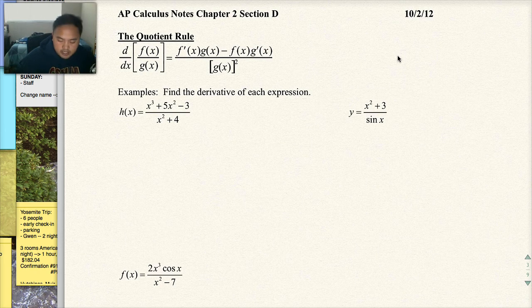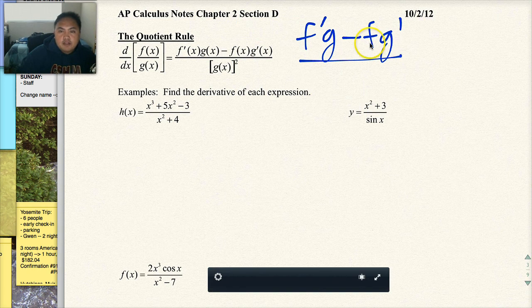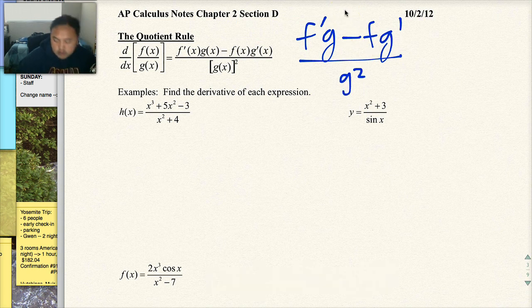Quotient rule almost looks exactly the same as the product rule, with two big exceptions. It's derivative of the first one, leave the second one alone, and instead of a plus, it's now minus. Leave the first one alone and derivative of the second one. The first thing that makes it different is now it's a minus sign, and the second thing is that on the bottom you're going to do the denominator squared. Okay, so let me show you what that looks like.